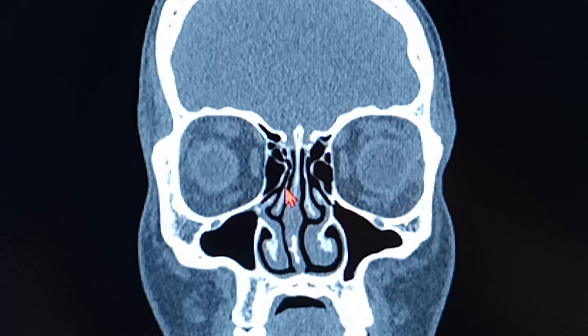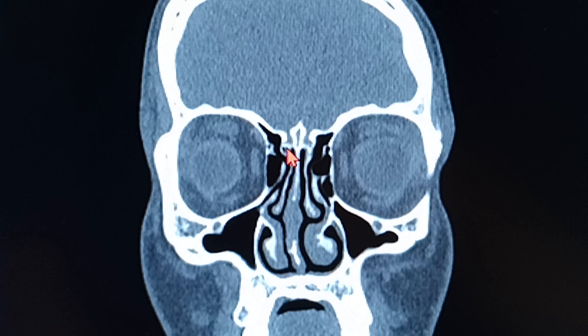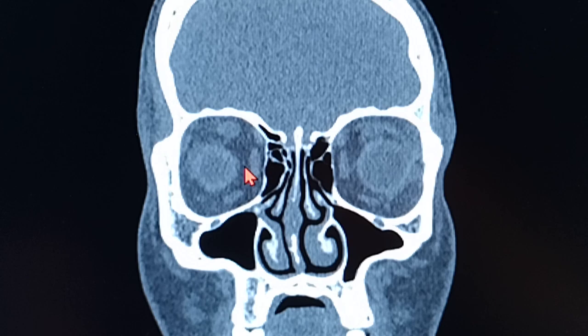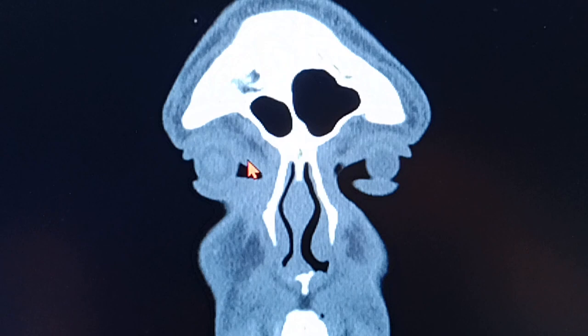The weakest part of the skull base is the area where the anterior ethmoidal artery pierces. So I'm going to show you how to identify the anterior ethmoidal artery. For that, I have to go very anteriorly. Now, very quickly, have a closer look. Just pay your attention over here.